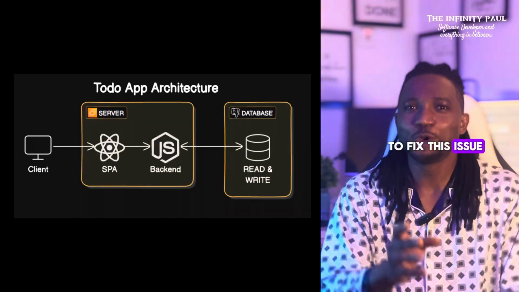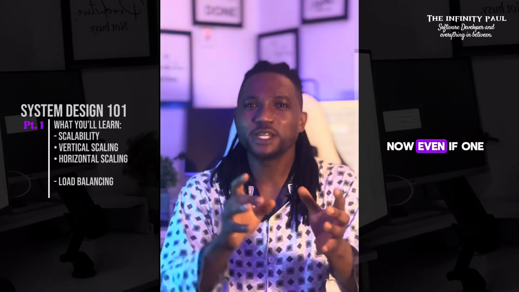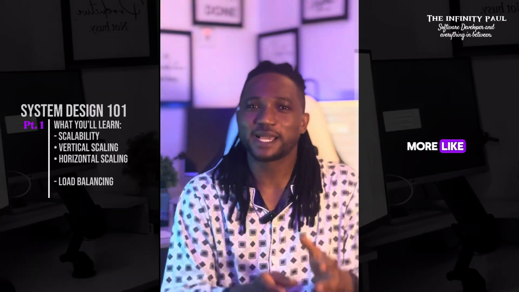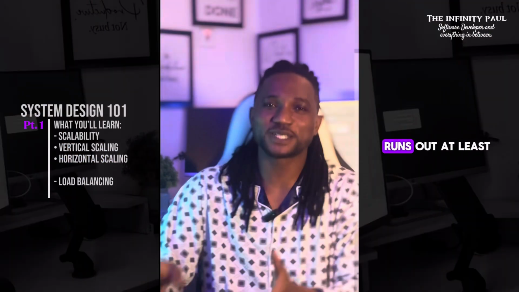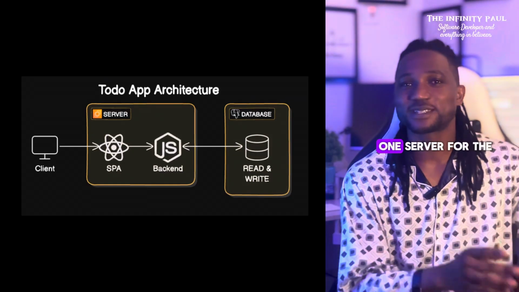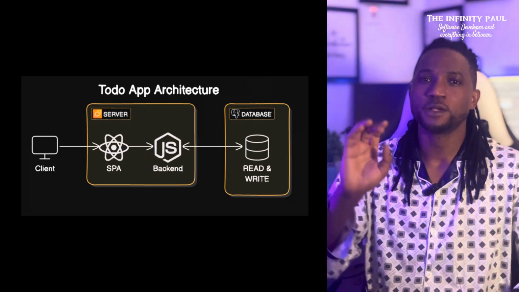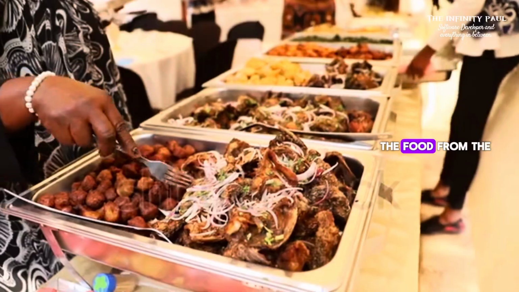To fix this issue, we usually separate the database from the server. Now, even if one part goes down, the database can keep things running. More like moving the meat of the party to a separate cooler. So if the food runs out, at least the meat keeps flowing. Now we have two separate servers. One server for the web server, another server for our database. So you have separated the snacks from the drinks, the food from the meat.